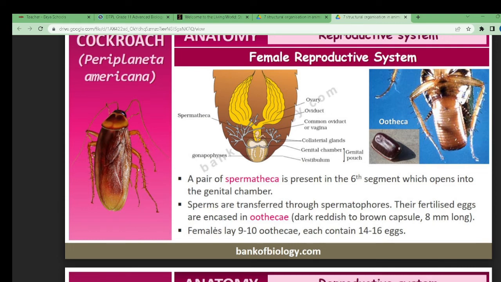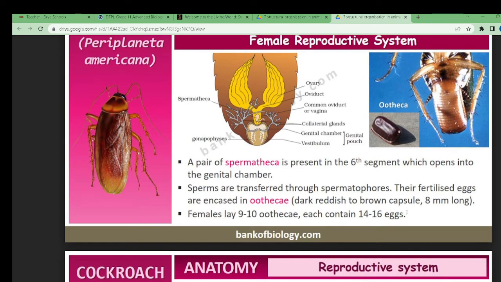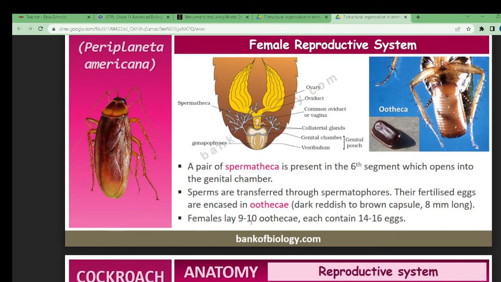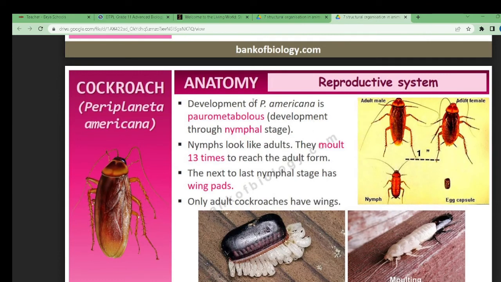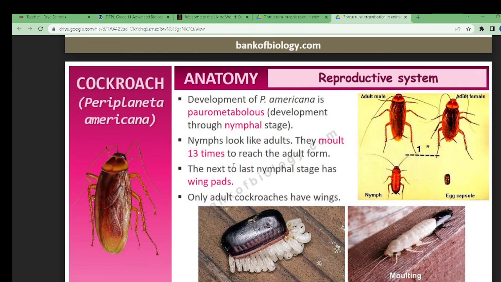The fertilized eggs are encased in the ootheca, which is a dark reddish brown capsule. Females lay 9 to 10 ootheca, each containing 14 to 16 eggs. So, development of P. americana: paurometabolous development through the nymphal stage. It is not direct but indirect, through the nymphal stages.